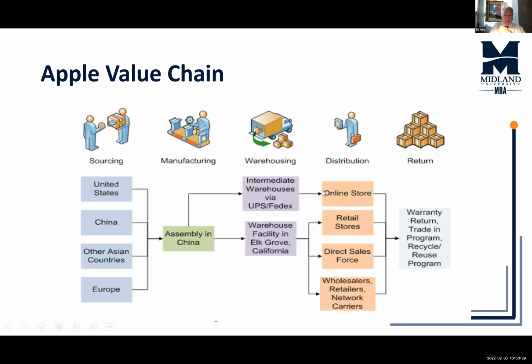And then the warehousing: there are various intermediate warehouses. There's a huge warehouse facility in Elk Grove. And then for distribution, how does that go? Retail stores, direct sales, wholesalers, networks, so Best Buy, for example, or the Apple Store. And then as well, Apple has that after sales service, so returns, warranty, trade-ins, recycling, reuse programs. So that is an example of Apple's primary activities.